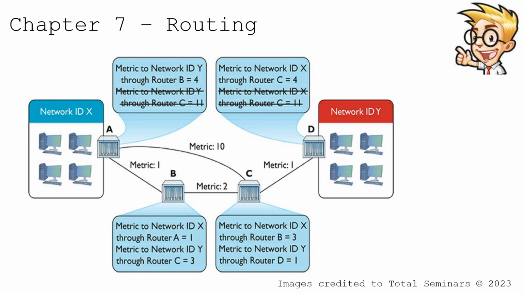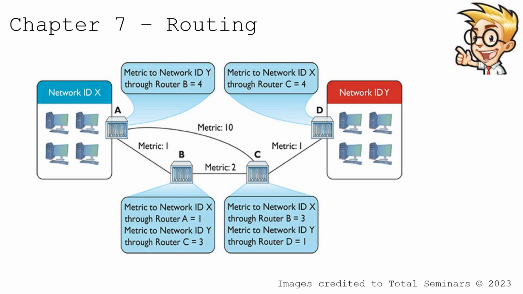The cost of 11 is too high, so the routing tables will take the lowest costs instead. Just as routers B and C only kept the routes with the lowest metrics, routers A and D keep only the lowest metric routes to the networks.